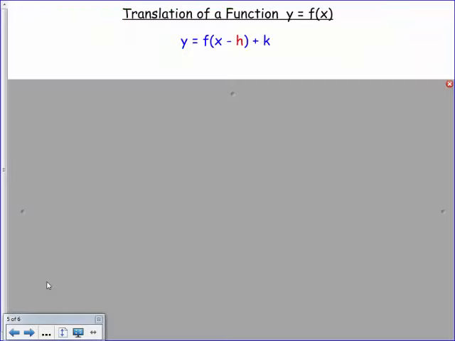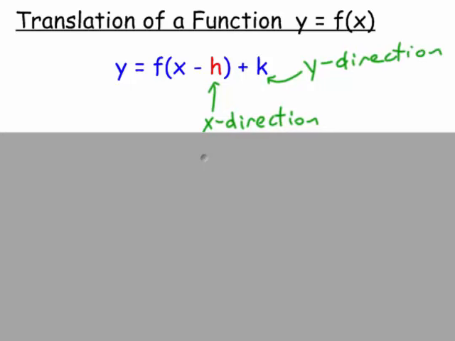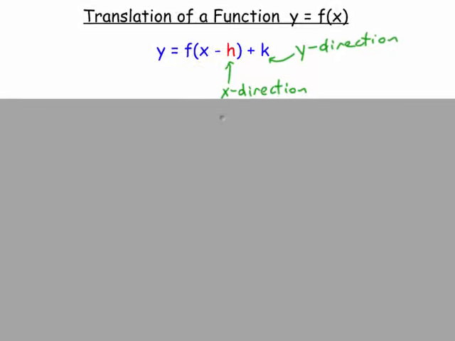So now let's take a look at the equation. For a translation of a function, in this case we did a linear equation first and then a function next. But let's say we have a function, and we call it f of x, y equals f of x. All that happens is we subtract h, which is our x direction, and we add k, which is our y direction. So h is whether you moved left or right, k is whether you moved up or down.